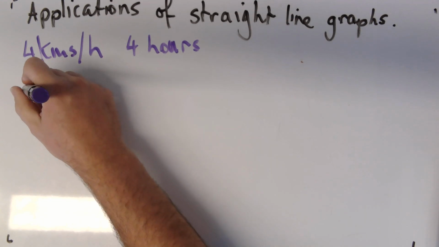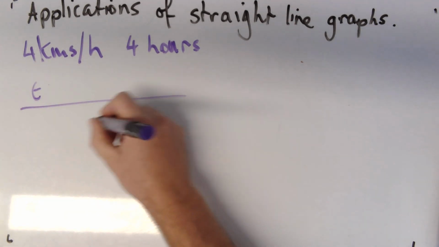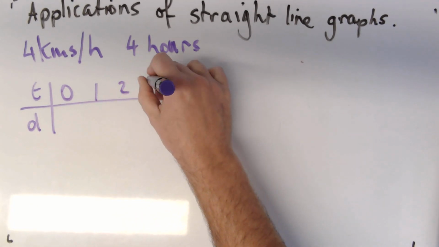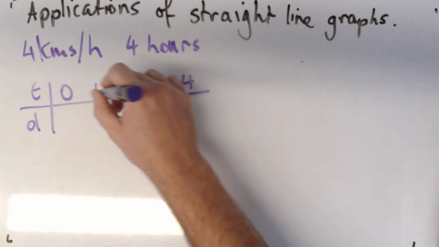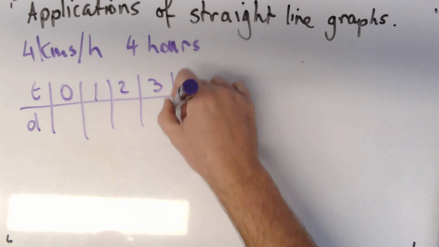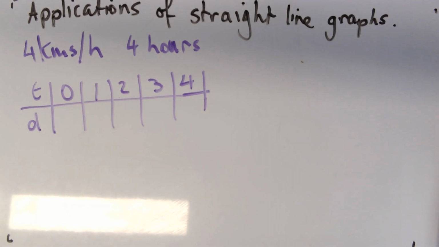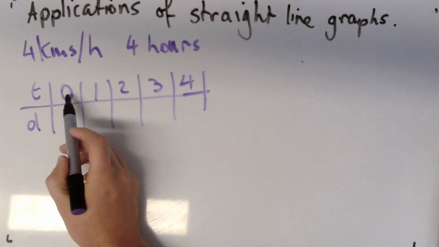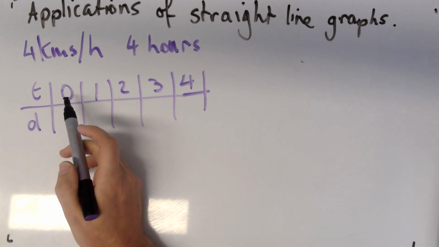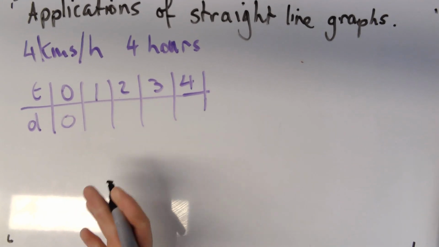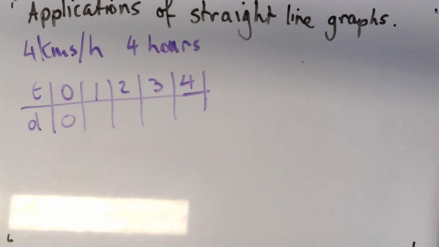So what we're going to do is create our table, T and D, and we're going to go 0, 1, 2, 3, 4. Now we're going to assume that when we first started, time was 0, because we're just starting out and we're not moving yet. So we're going to assume that the distance we travelled is 0 because we haven't gone anywhere. We're starting at the starting point.